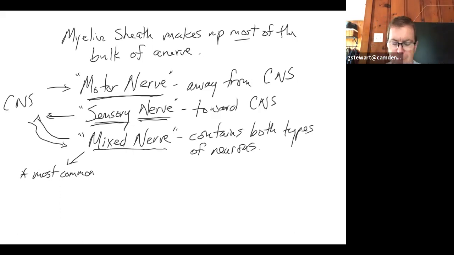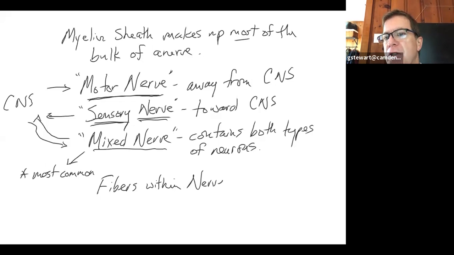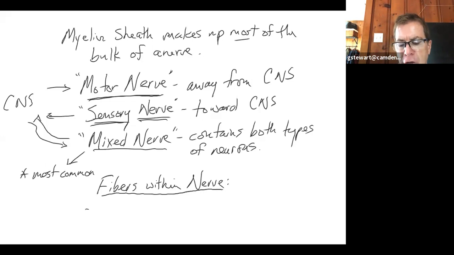Now, the fibers within them have names as well. So I'm going to give that a capital. This is just language. We're just delineating language. The fibers within a nerve, we give names based on their individual functions, aka effector organs, and their directional pathways. So fibers within a mixed nerve, for example, let me specify that, would be classified as follows.